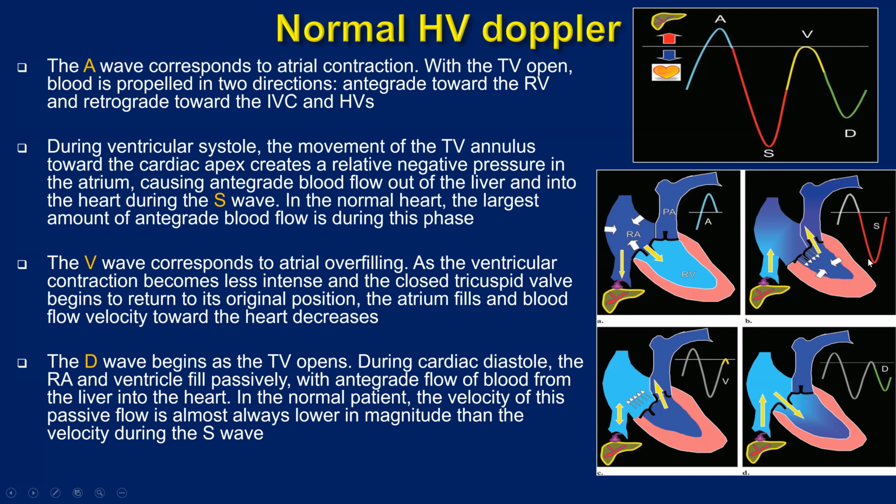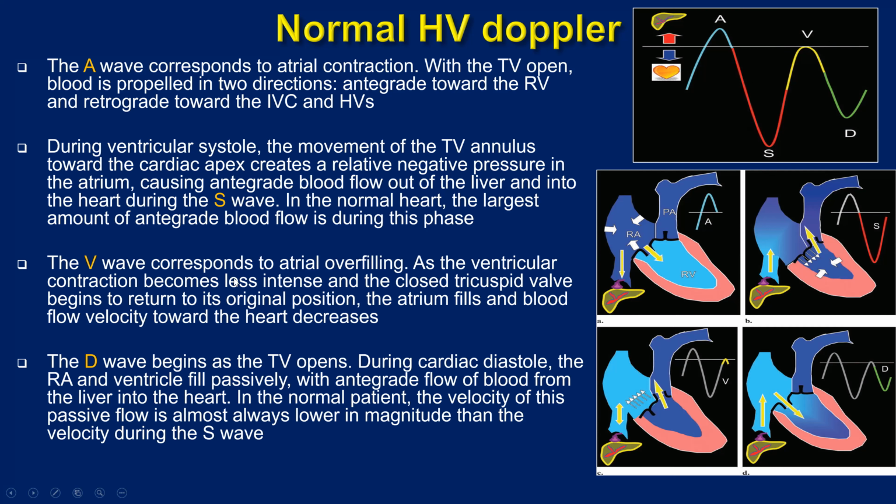So the mechanism of the S wave has two components. Number one, the contraction, and mainly more than that one is the descent of the tricuspid valve annulus towards the apex. This will create a negative pressure. Then we have the V wave, a very small one, retrograde or reversal.